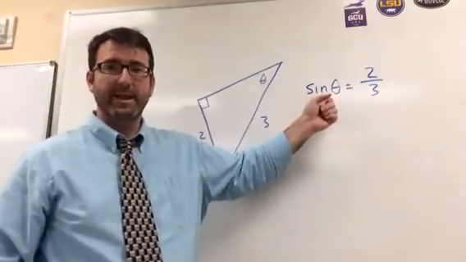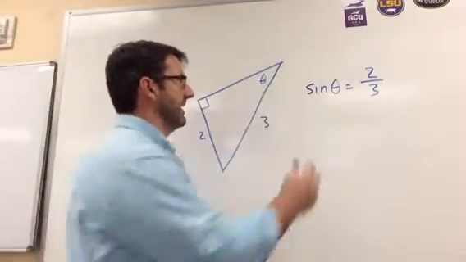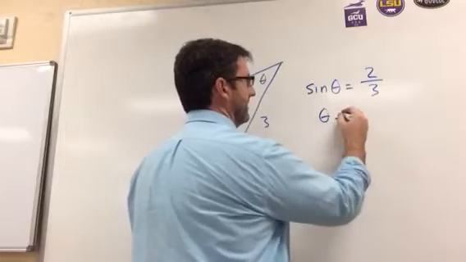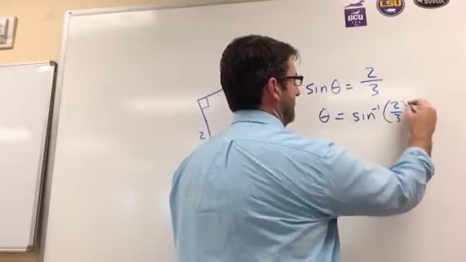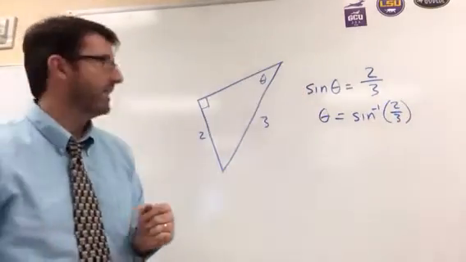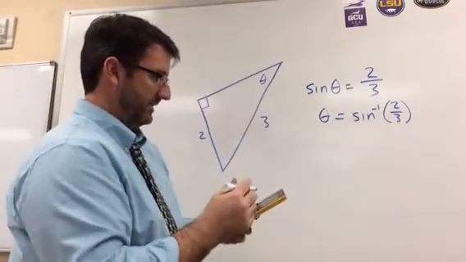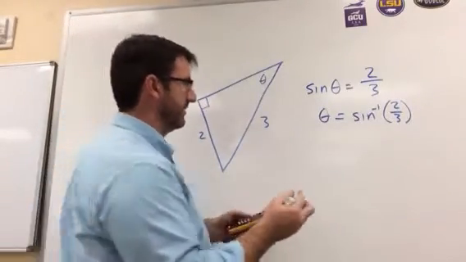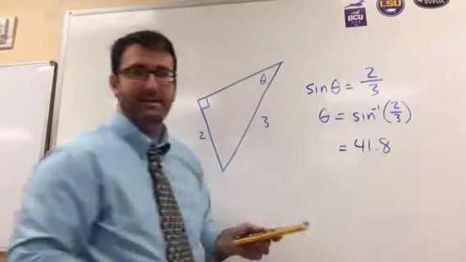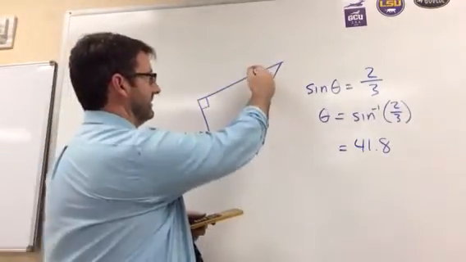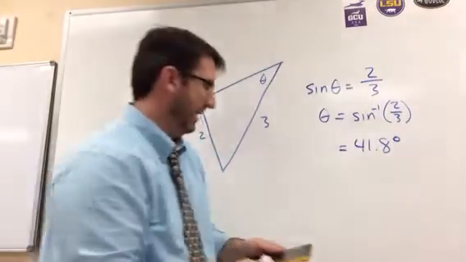And now, to get that theta, we're going to need to use inverse sine. So we take the inverse sine of both sides. It's going to give us theta here, and on the other side we have inverse sine of 2 over 3. And now we plug that into the calculator. And inverse sine of 2 over 3 is going to give us 41.8. And that's our answer. That's our angle, is 41.8 degrees. All right.